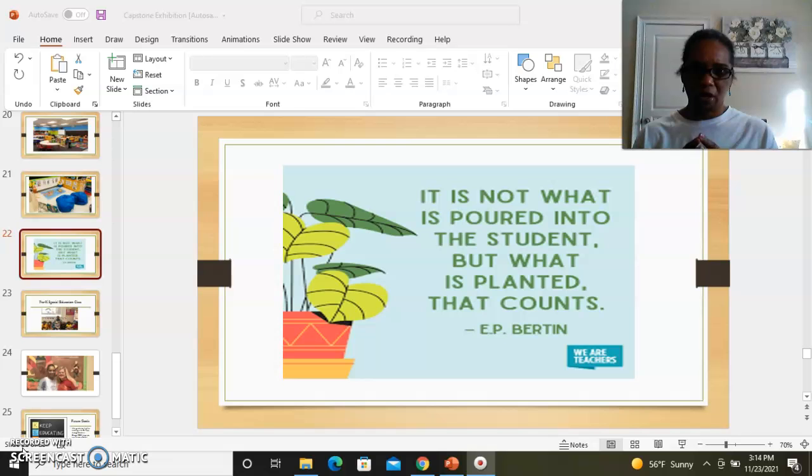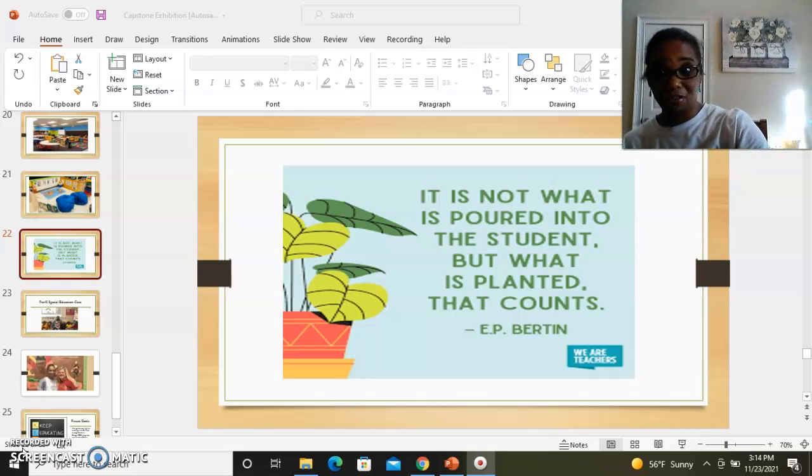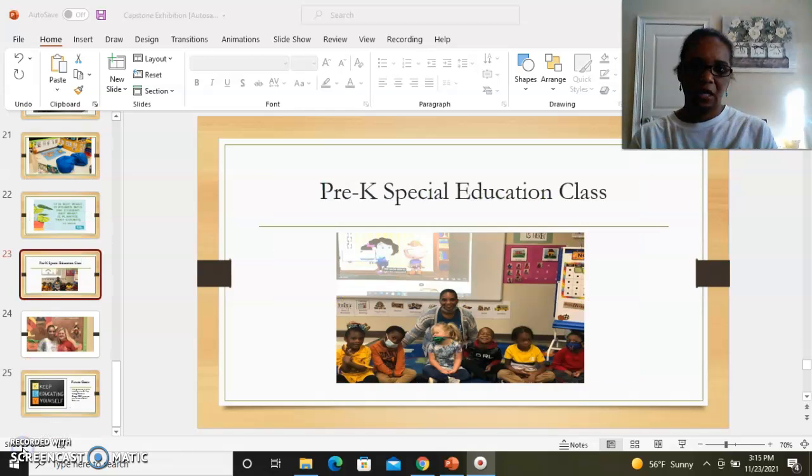And here's a quote I also want to put in. It is not what is poured into the student, but what is planted that counts. So when you think about the layout of your classroom, think about what you planted in your classroom. How can I motivate this student throughout the day? How can I plant their thoughts into my thoughts by taking their feelings into consideration? That's what we have to do. Take their feelings into consideration, and what they think as well.